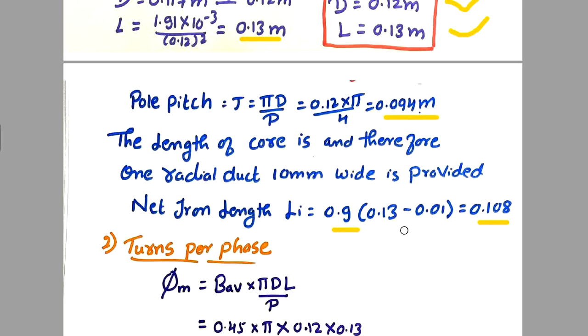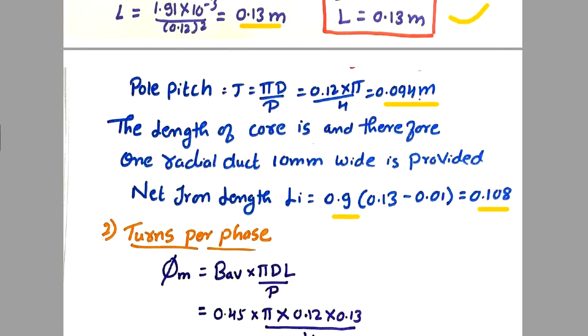Now, how many radial ducts? My length is 0.13 meters, and I will use radial ducts of 10 mm. So this divided by this, you will get the number of radial ducts, almost 10.8. Or you will use about one, and you get the net iron length of 0.108.